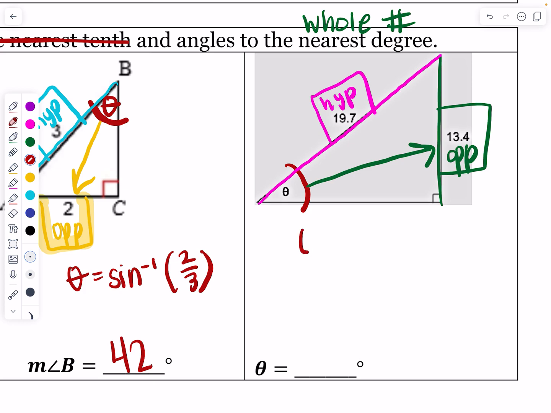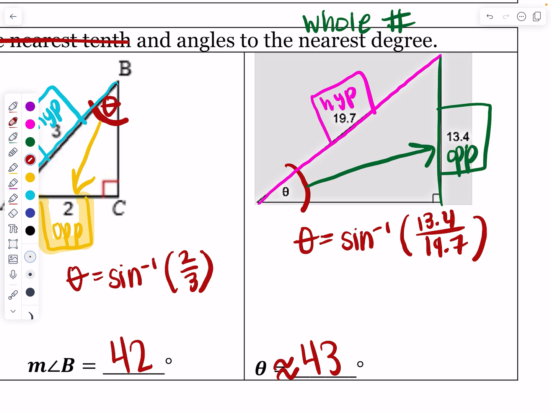But because I'm solving for an angle, I know I'm going to be using some inverse trig. So it's going to be the inverse sine of 13.4 over 19.7. Again, we want to round this to the nearest whole number, so you just type that in, inverse sine of 13.4 divided by 19.7, and you get about 43 degrees. 43 degrees.